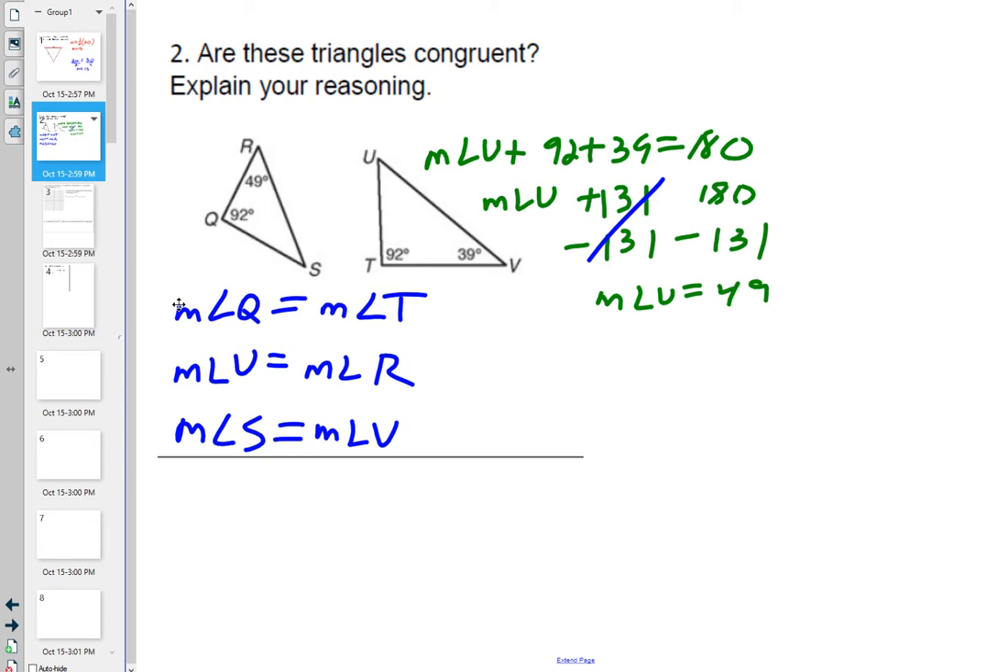No. Yes, they're congruent. Why? Prove it. Because all their angles are congruent. So, you guys learned a congruency shortcut for triangles known as angle, angle, angle?